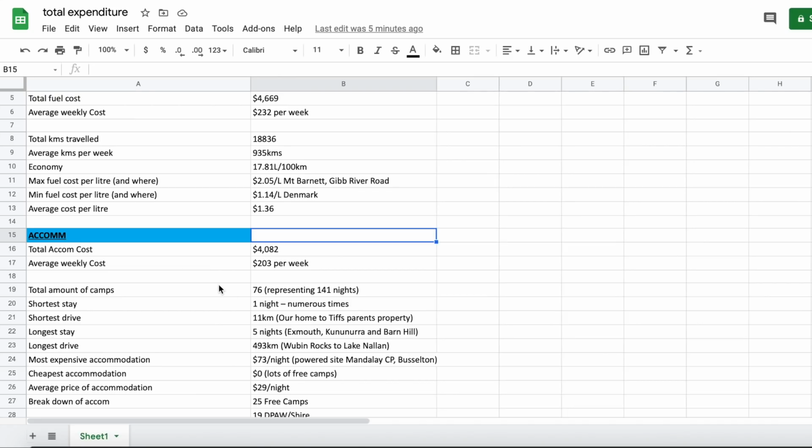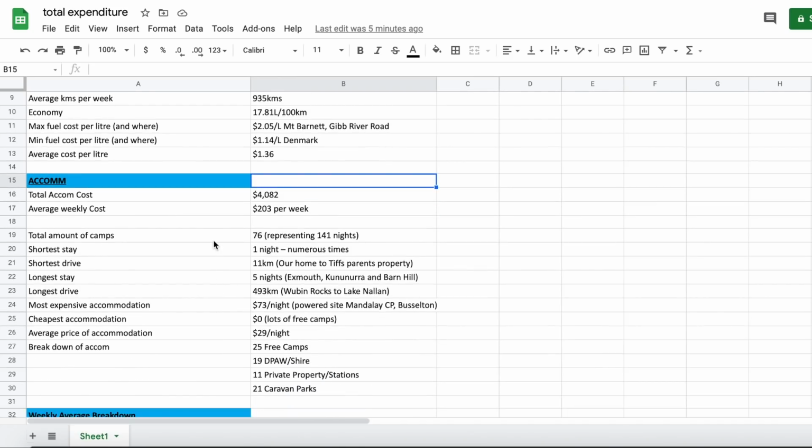Okay, so total accommodation cost was $4,082. So quite on par with fuel. Average weekly cost was $203 per week.